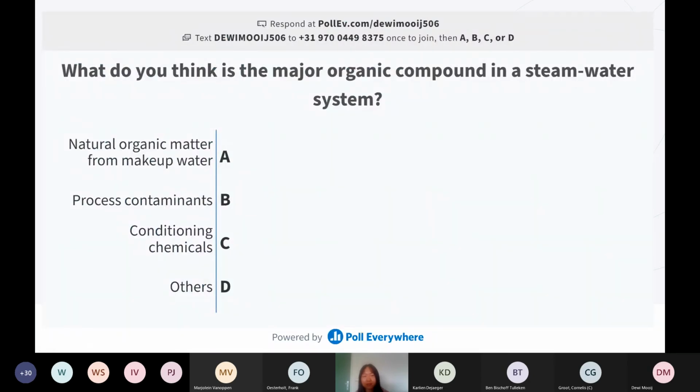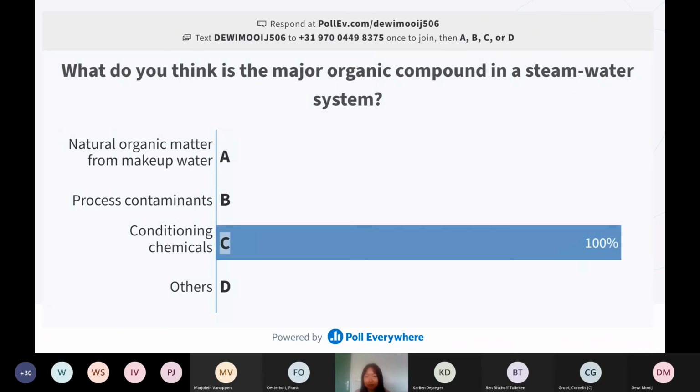Before I go into details, I would like to ask you a question. What do you think is the major organic compound in the steam water system? It's a poll, so you can follow a link which should be sent into the conversation. If you follow the link, you can choose the option that you think.